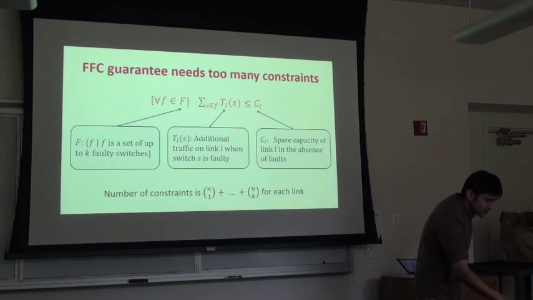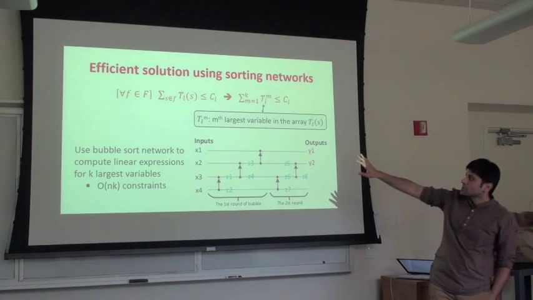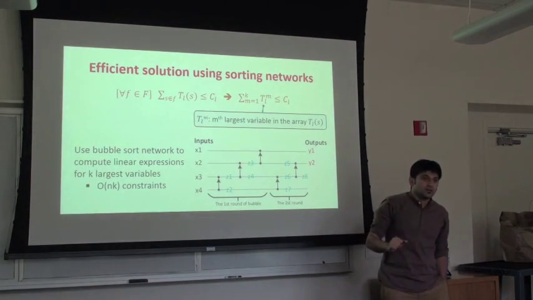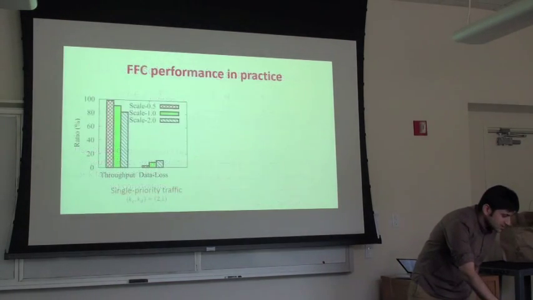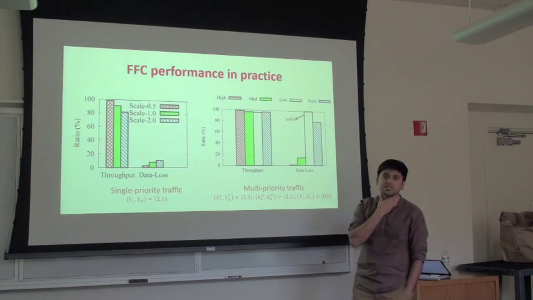I will not go into the details of the solution, but it's based on this idea of sorting networks, by which we can construct this exponential number of constraints into a single constraint. These are, to your question, the overhead we actually see in practice.